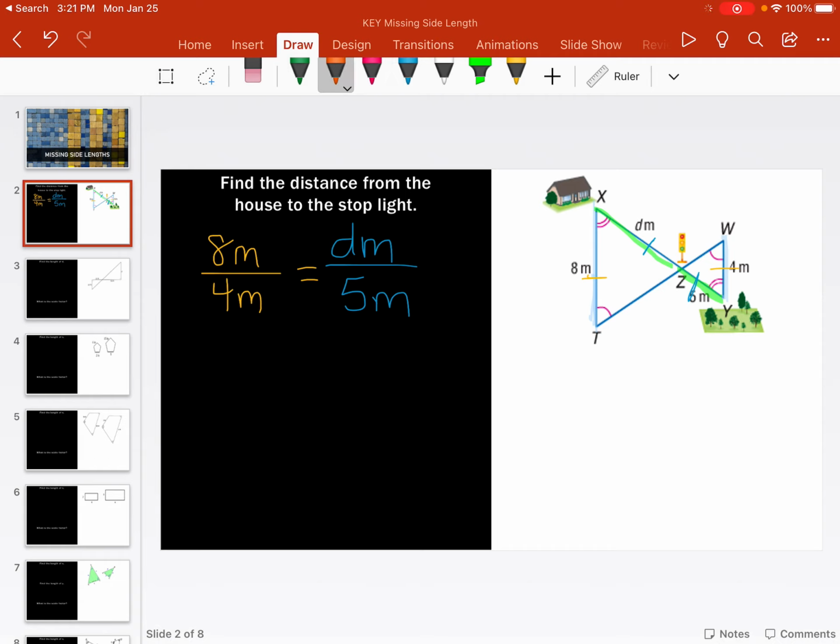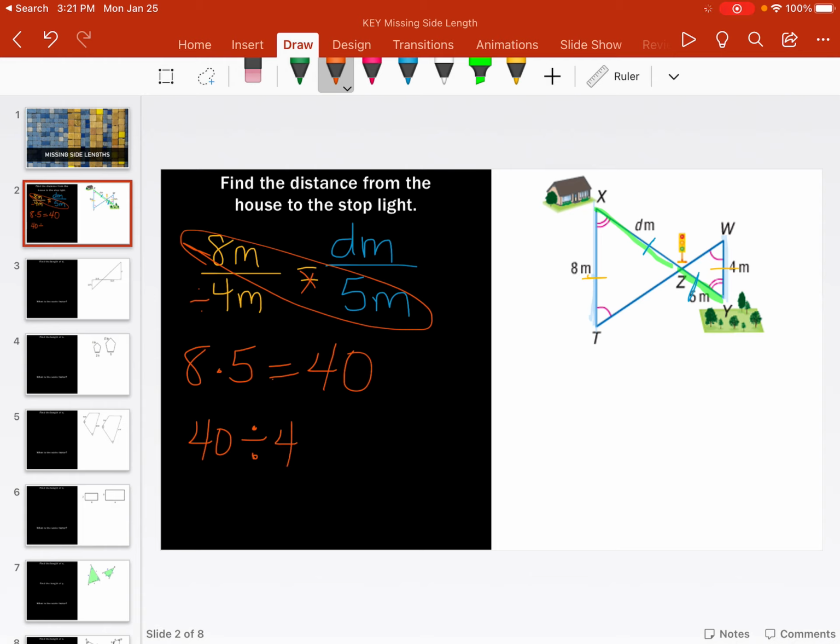Now it's a proportion, so I can cross multiply. 8 times 5, which is 40, and then divide by the leftover number, so 40 divided by 4, which equals 10 miles. So from the house to the stoplight is 10 miles.